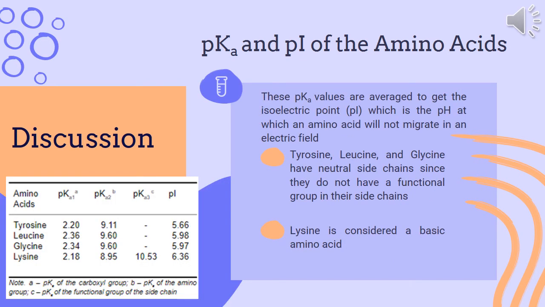The isoelectric point of an amino acid is the pH level at which it will not migrate in an electric field. To get this, we average the pKa values of an amino acid. For amino acids with 3 pKa values like lysine, we average the pKa of the carboxyl group and the side chain. The table shows the pKa values of the different components of the amino acids as well as their isoelectric points. Furthermore, lysine is considered a basic amino acid since it has a basic side chain, while the others are considered neutral since they do not have a functional group on their side chains.